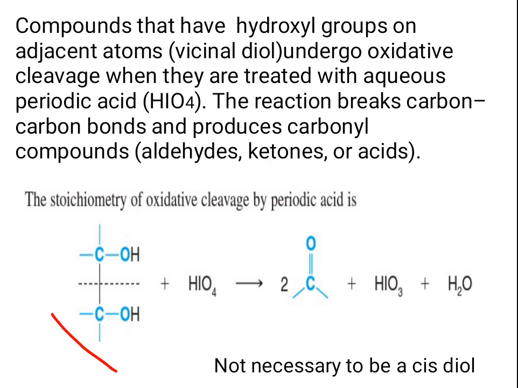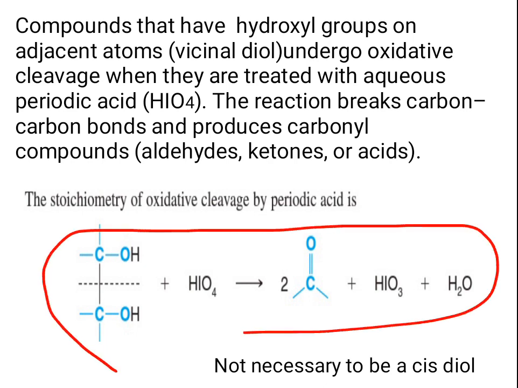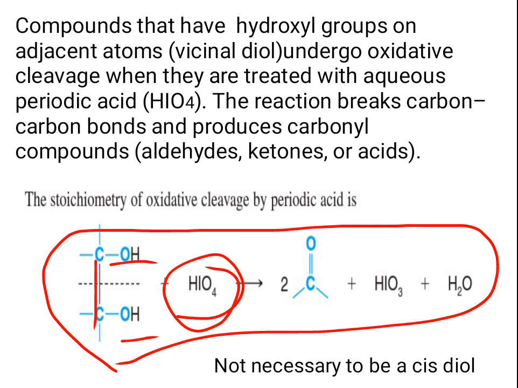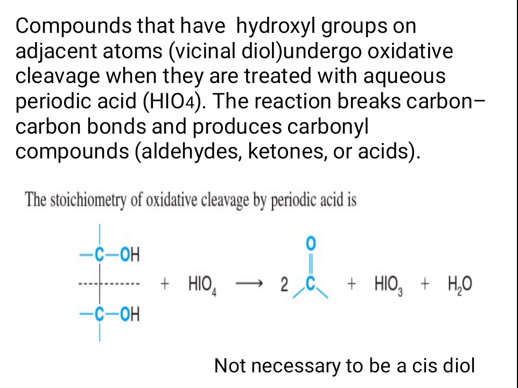This is the stoichiometry of oxidative cleavage by periodic acid. You have this carbon-carbon bond and this vicinal diol. You are treating it with HIO4, then this bond will be broken and you will get two molecules of ketones in this case, and HIO3 plus H2O. And the important thing is that this OH does not necessarily have to be a cis diol. That means these do not have to be in the same positions or same directions.